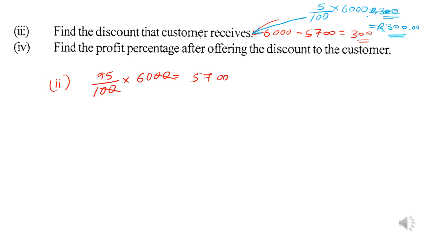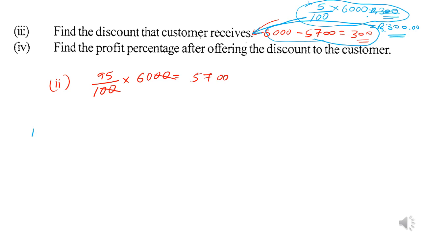That's why I took 5% as the discount. That's why I found the discount first. And when you have found this discount first, you will get the marks for this part 2, part 3 also, but you have to write this part here. You should write this part here or this part, anyway you will get the marks if you have given the right answer. Find the profit percentage after offering the discount to the customer.